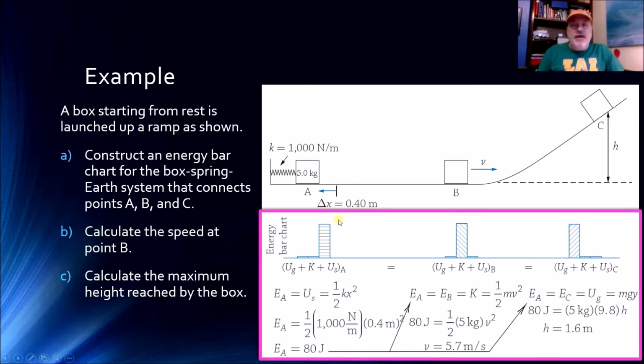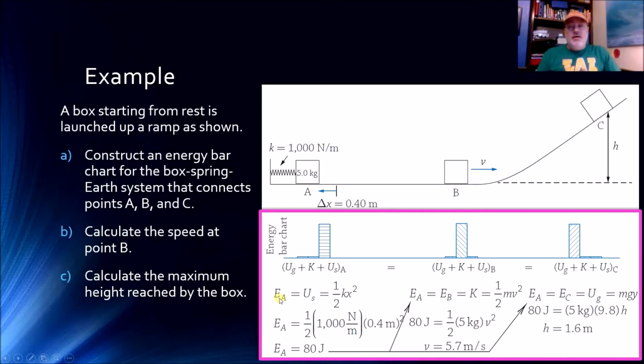At the beginning, we have nothing but spring potential energy. And then at point B, if we call this height 0, I'm assuming you all call that 0, then we have no gravitational and all the spring turns into kinetic energy. And then all the kinetic energy turns into gravitational potential energy at the end.